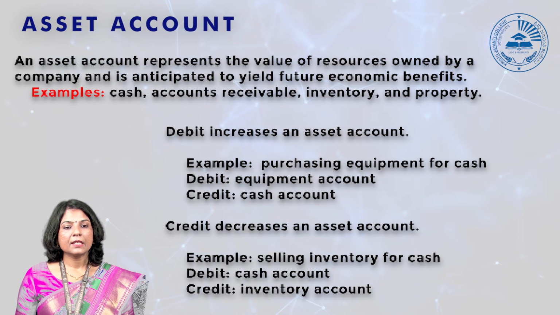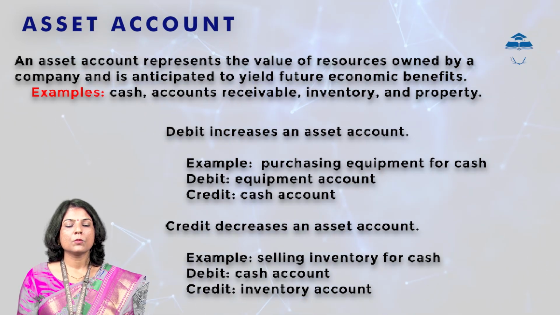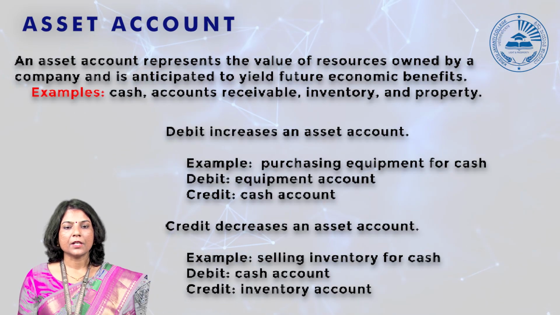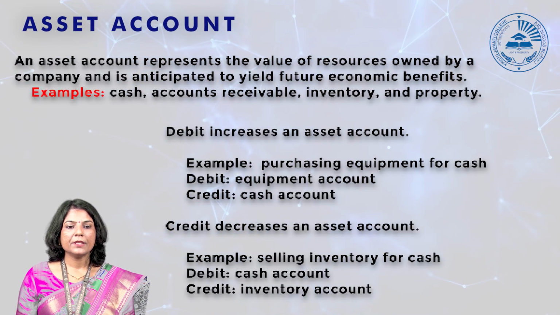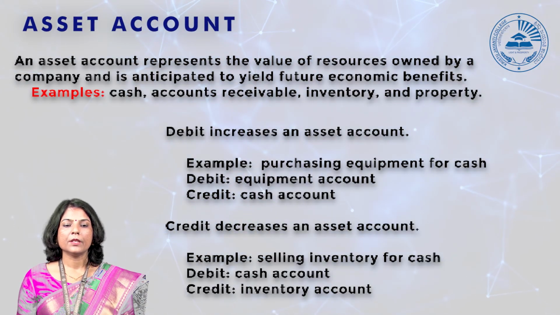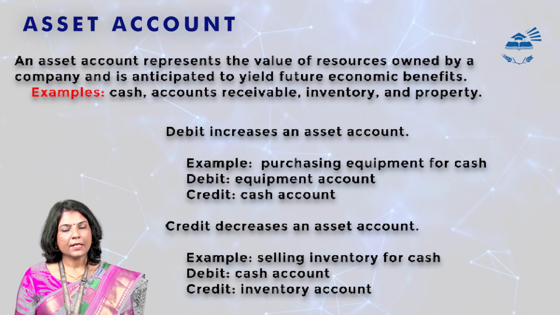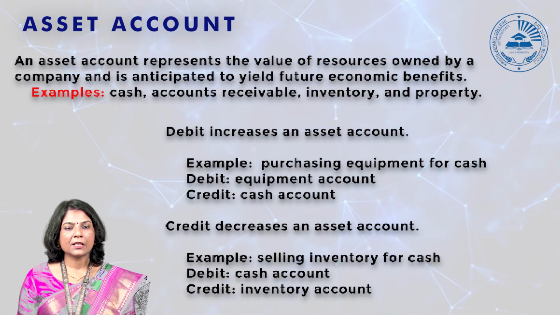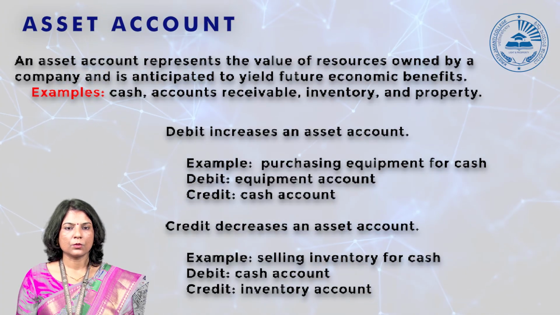Whenever there is a decrease in an asset account, it will be a credit. For example, whenever we sell inventory for cash, the debit will be the cash account and the credit will be the inventory account. So for asset accounts, you should remember: debit increases an asset account and credit decreases an asset account.